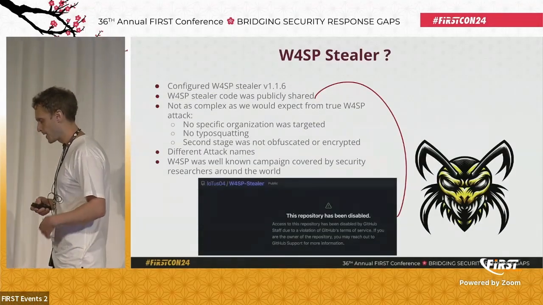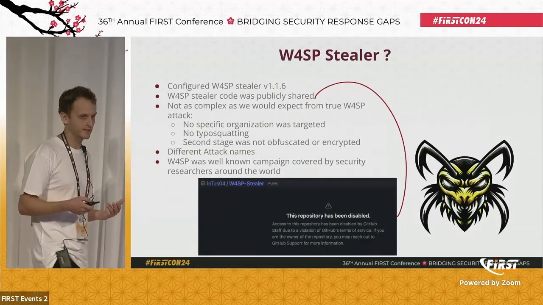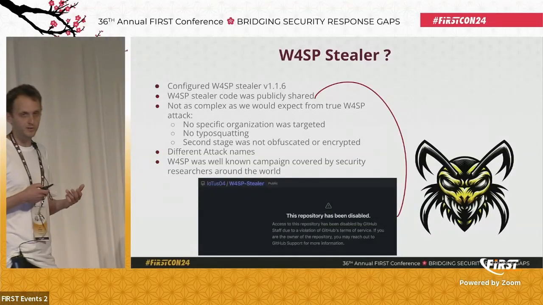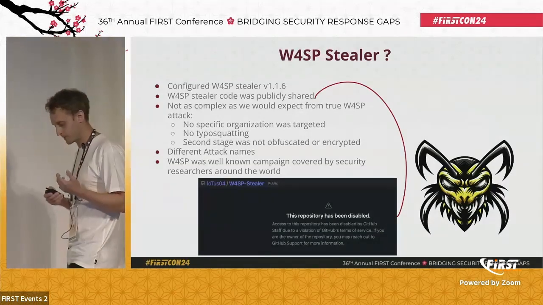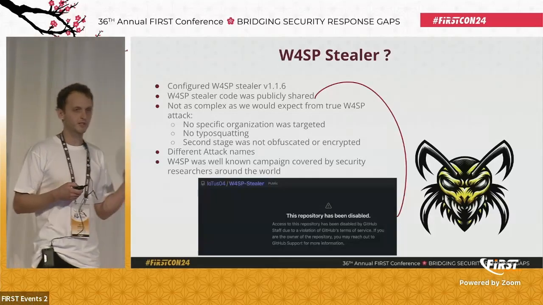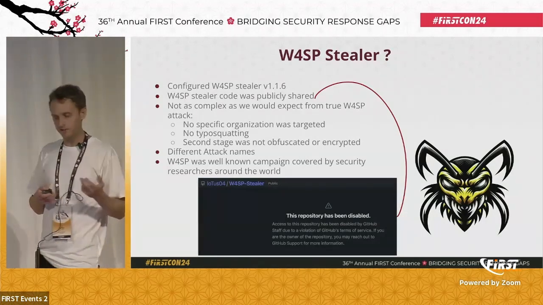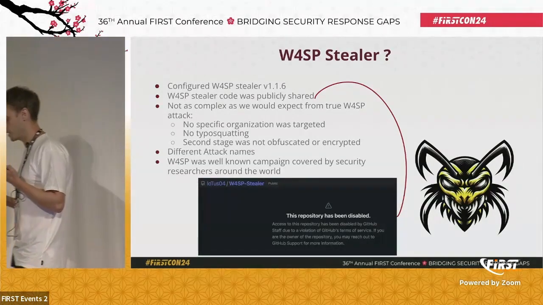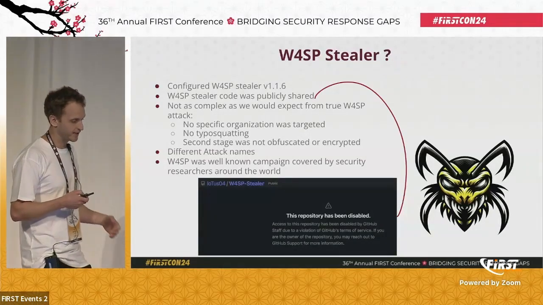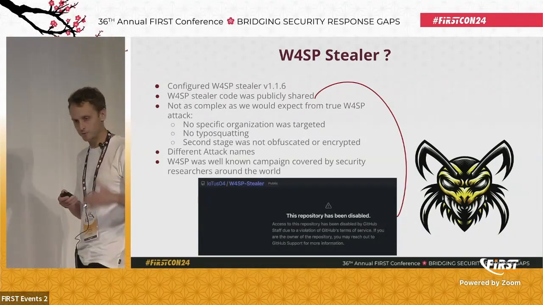And basically, we looked at the code and we realized that we already knew this second stage from somewhere. This was an attempt to imitate a well-known WASP stealer campaign, and it was a configured version of WASP stealer 116. What made us believe that is that this attack was not as complicated as WASP. It didn't have this level of sophistication and obfuscation that WASP did.